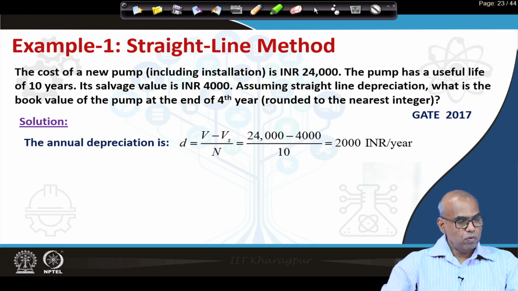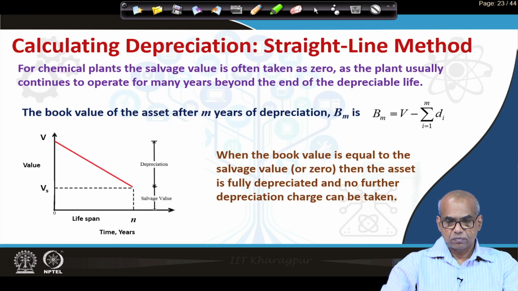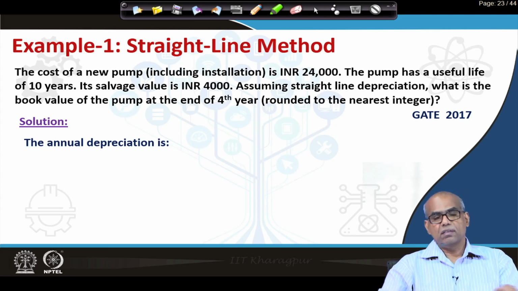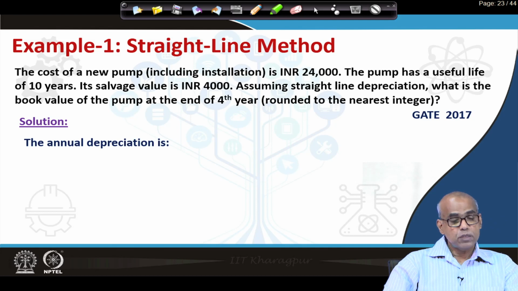So, now let us take one example. The cost of a new pump including installation is rupees 24,000. The pump has a useful life of 10 years. Its salvage value is rupees 4,000. Assuming straight line depreciation, what is the book value of the pump at the end of the 4th year, rounded to the nearest integer? So, let us first find out the annual depreciation, D equal to (V minus Vs) by N.